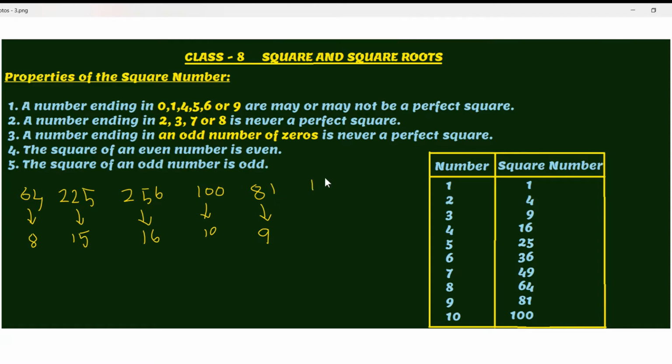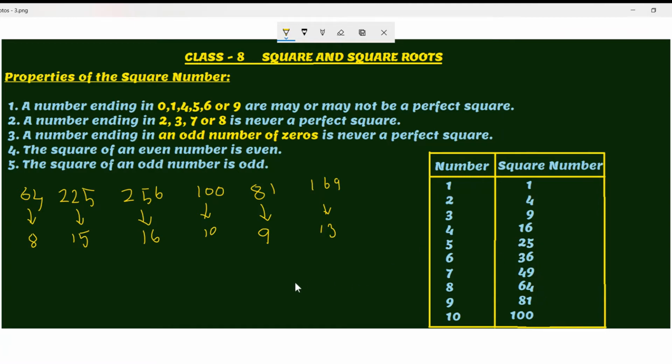Next is 169. 169 is the square of 13. 13 13s are 169. So you can see all the square numbers end with only one of these digits. Here I have written the numbers 1 to 10, and here I have written the squares of all these numbers. You can see all the unit digits end with 0, 1, 4, 5, 6, 9.